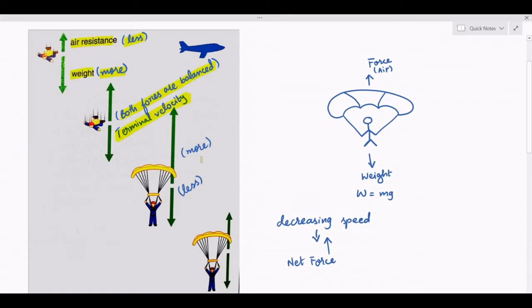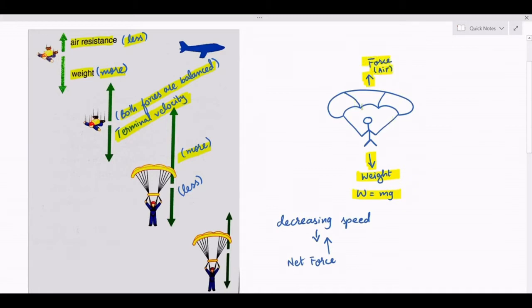It is at that point the skydiver opens the parachute, and due to the increase in area, there's a much greater force acting upwards, which is the air resistance. Now, there are two forces acting on the skydiver as he opens the parachute. One is his weight, and the formula for that is W equals mg, mass into gravitational force. And the other force is the air resistance that is acting upwards.